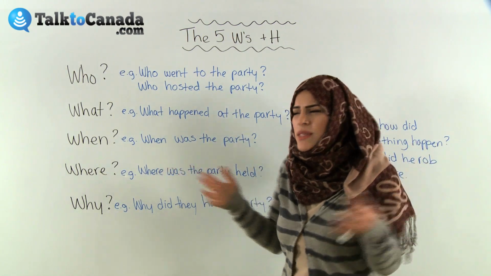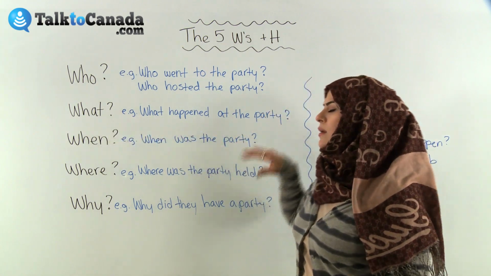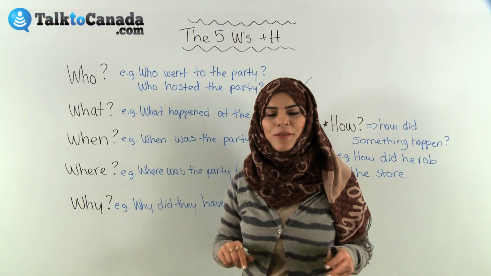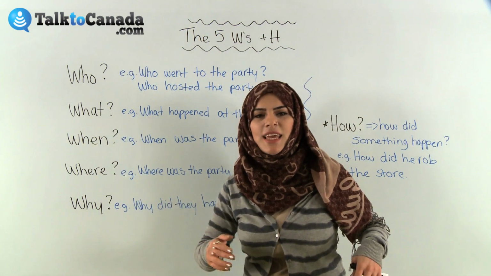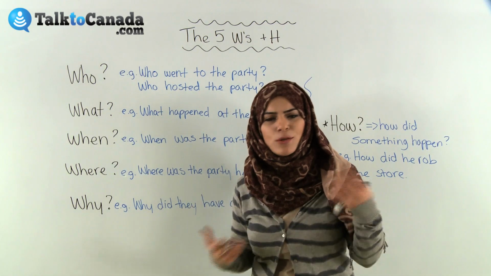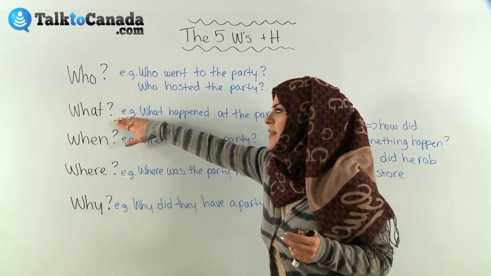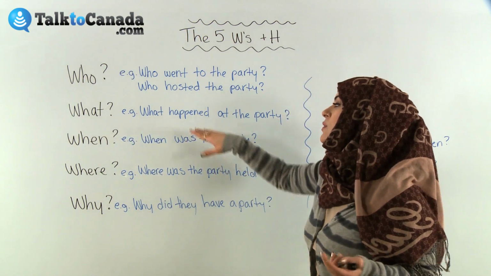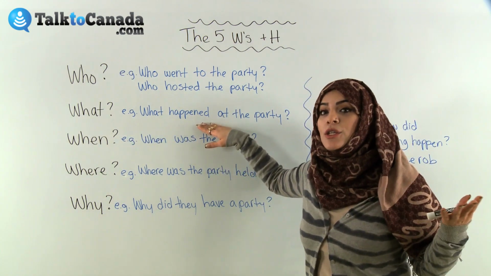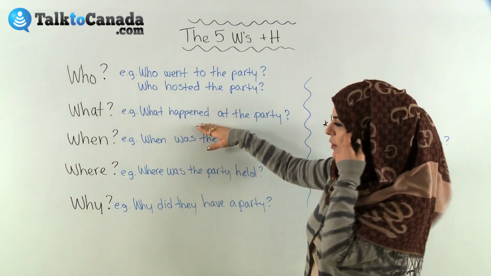Then we'll go to what? What happened? What was it about? So what happened at the party? Oh, at the party, there was food, people were dancing, people were sitting around on the tables, talking, socializing. So this would be a good example question to ask if you're getting details, or to answer if you're writing a newspaper article.